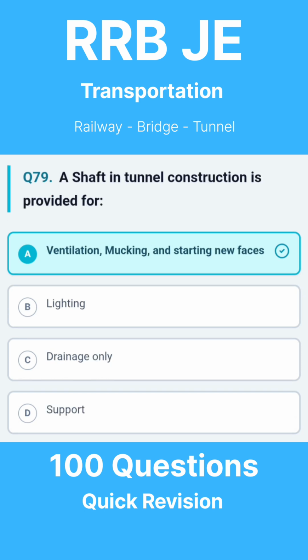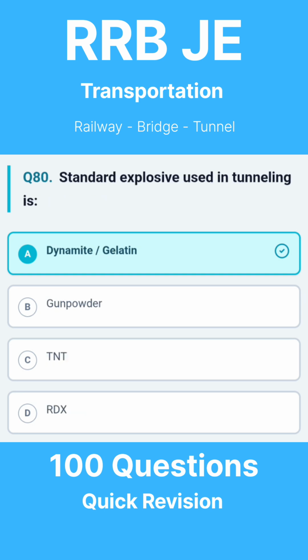Question 79. A shaft in tunnel construction is provided for? The correct answer is ventilation, mucking, and starting new faces. Question 80. Standard explosive used in tunneling is? The correct answer is dynamite/gelatin.